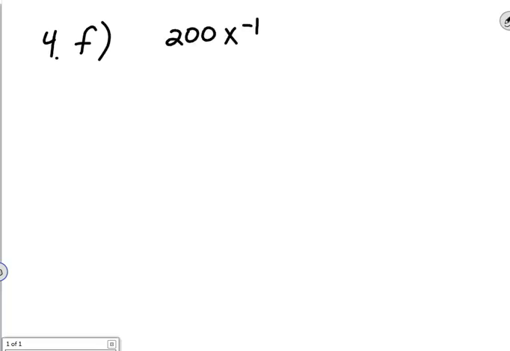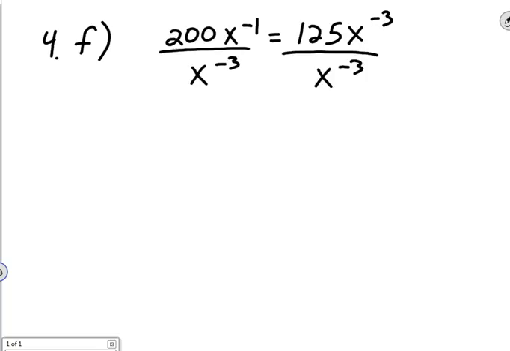X to the negative 1 equals 125 x to the negative third. Okay, so we're going to divide both sides of the equation by either x to the negative 1 or x to the negative 3. And as I said before, it doesn't matter which one you decide to do. Let's divide it by x to the negative 3. So over here, those will cancel out. We'll be left with 125.